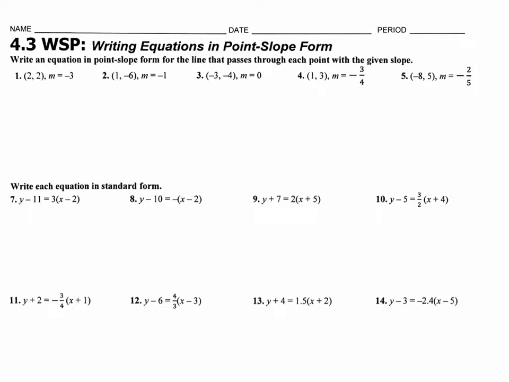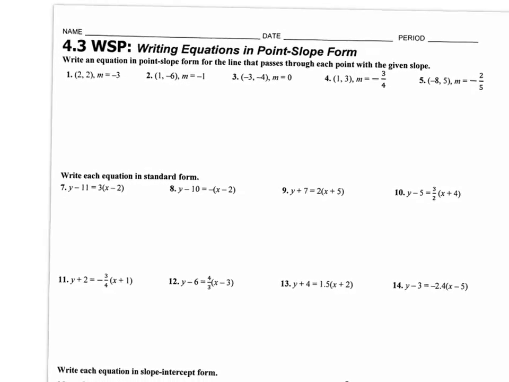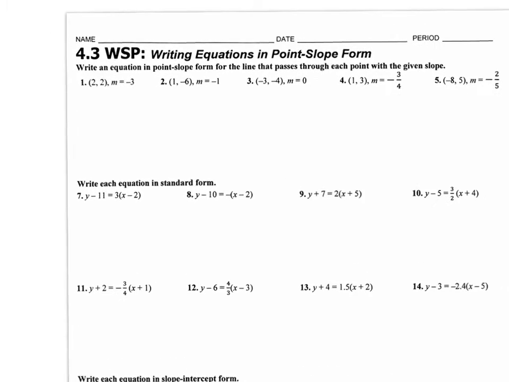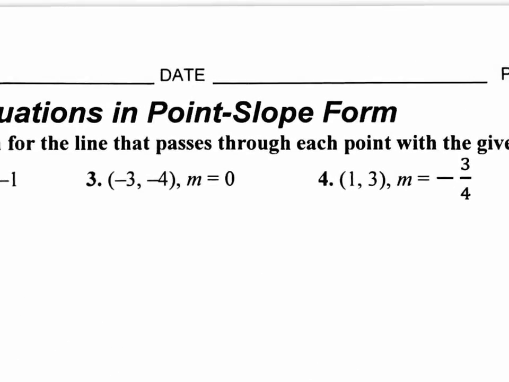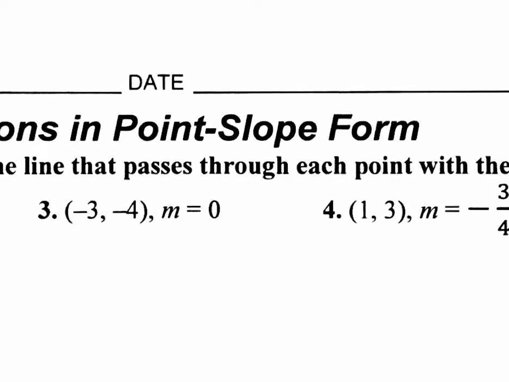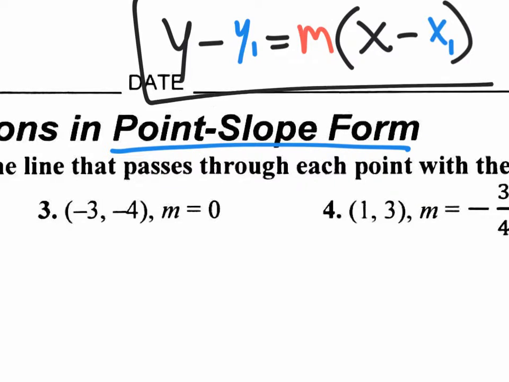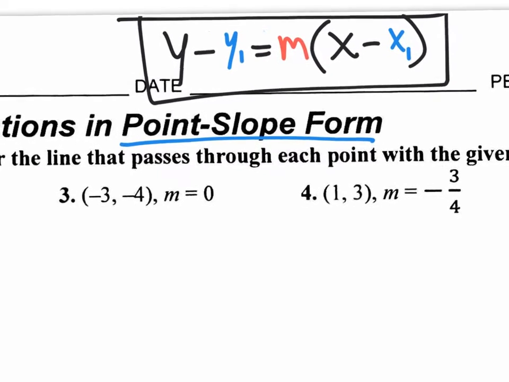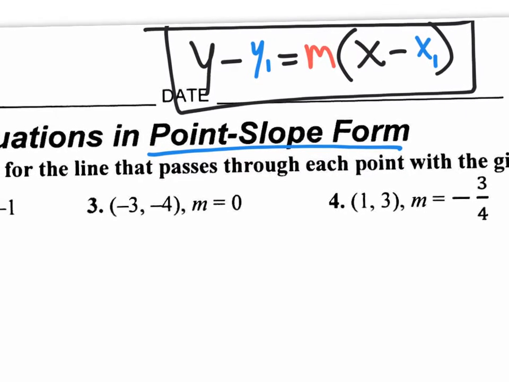So that's going to be worksheet 4.3, writing equations in point slope form. It's really easy. First thing that we need to know is what point slope form actually is. So this is your point slope form equation. Y minus y1 equals m parentheses x minus x1. The point is the blue x1, y1. That's your point. Your slope is the red m. We should all know that already. So it boils down to just plugging in, right?